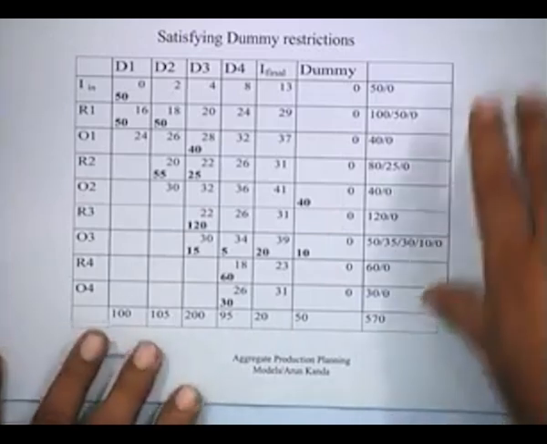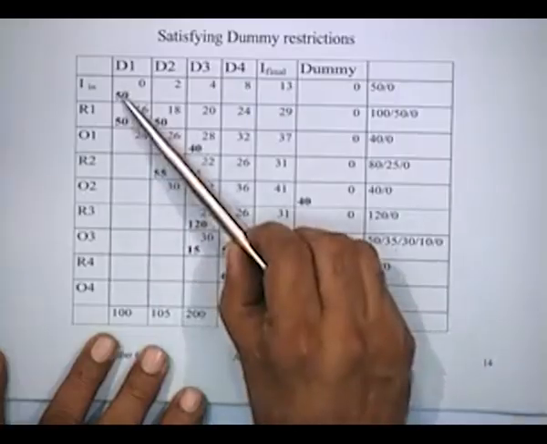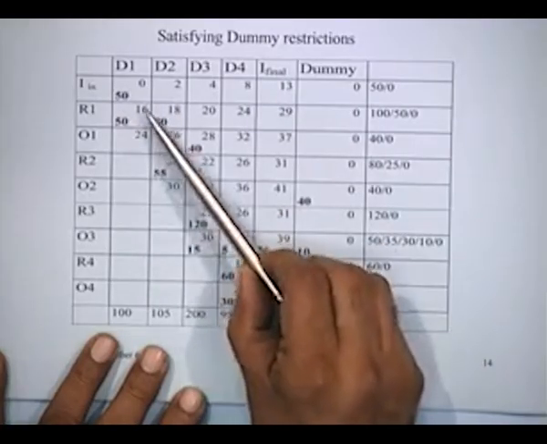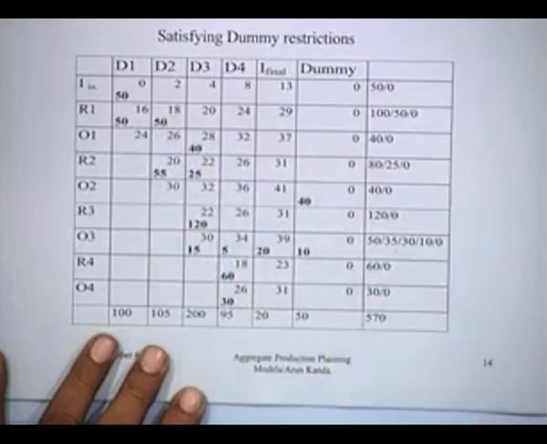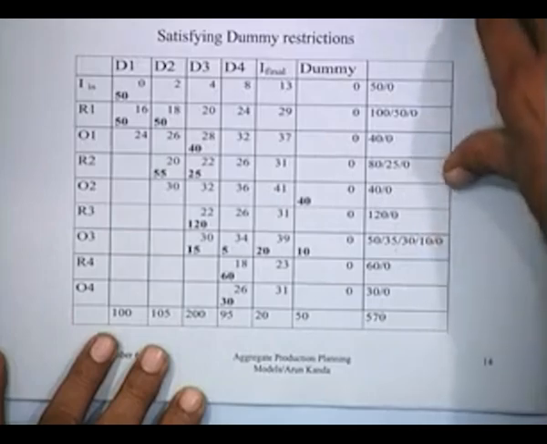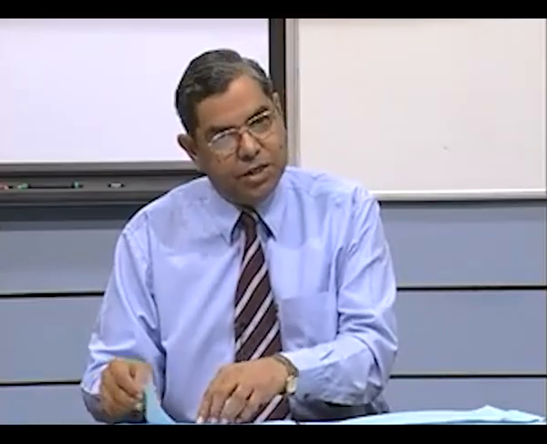Okay, let's see what the solution looks like and what is the total cost. Obviously the total cost for this solution will be 50 into 0 plus 50 into 16 plus 50 into 18 plus 40 into 20 and so on, summed up over all the values, Cij times Xij, summation over all i, j, right?